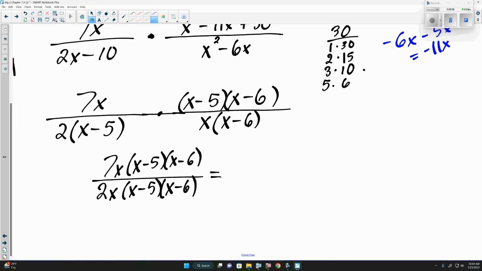And at this point, we can simplify. The x and x will simplify each other out. The x minus 5 will simplify out with the x minus 5. And the x minus 6 and x minus 6 will cancel out, leaving us with 7/2.